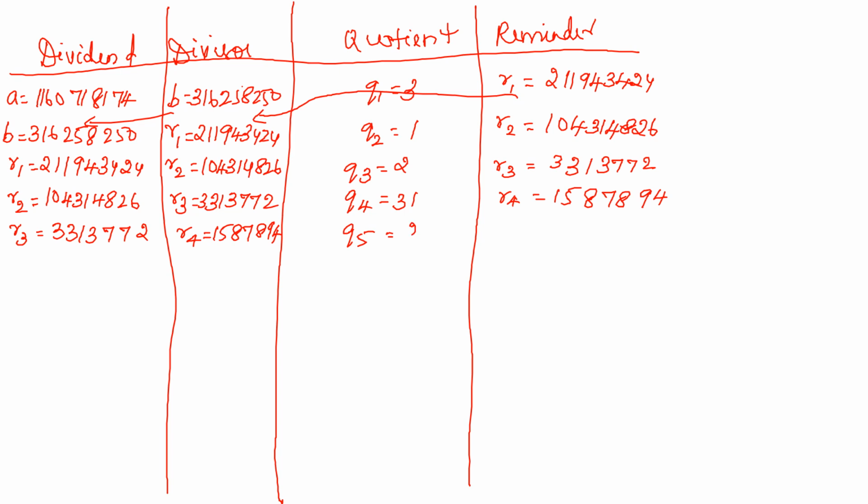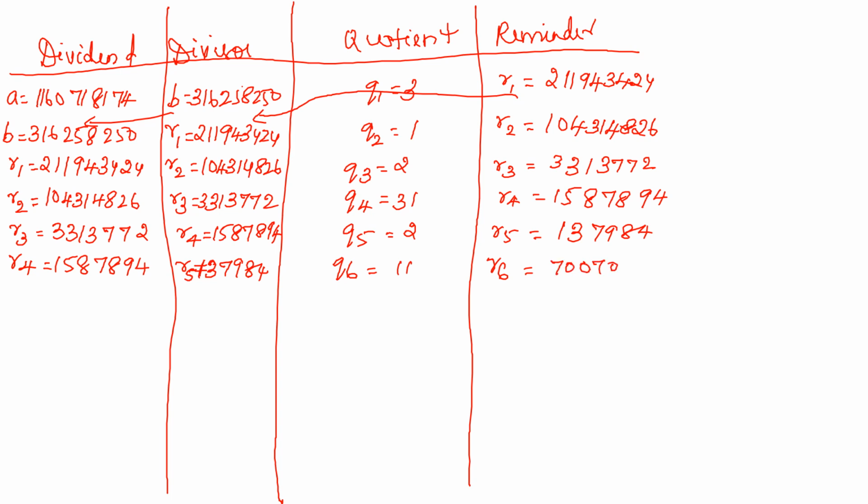Now what will be your Q5? Q5 will be equal to 2, and what will be your new remainder? R5 will be equal to 137984. Now R4 will become your next dividend, which is equal to 158789. R5 will become your divisor, 137984. What will be your new quotient? Q6 will be equal to 11, and what will be your new remainder? R6 will be equal to 70070.